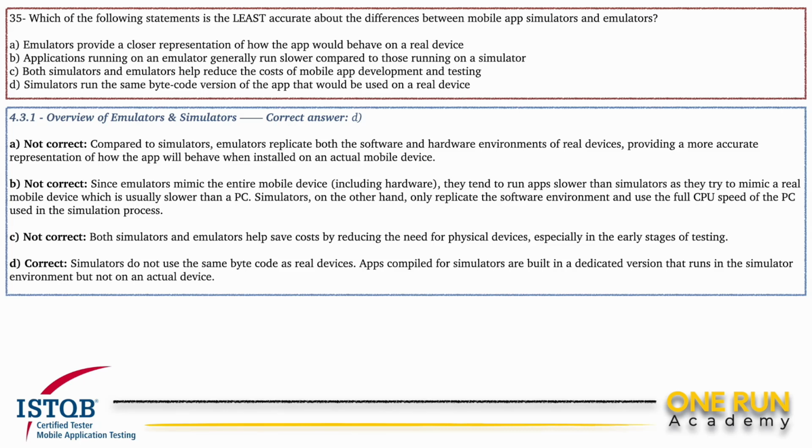Moving to option B, applications running on an emulator generally run slower compared to those running on a simulator. Again, this one is an accurate statement. You see, emulators have to simulate the entire mobile device, including its hardware, which means that not all the computer CPU will be available for the emulator. As a result, apps tend to run slower on emulators, because theoretically, most test computers are equipped with super fast CPUs compared to what we find on most mobile devices.